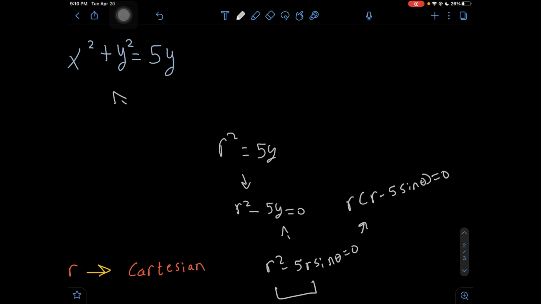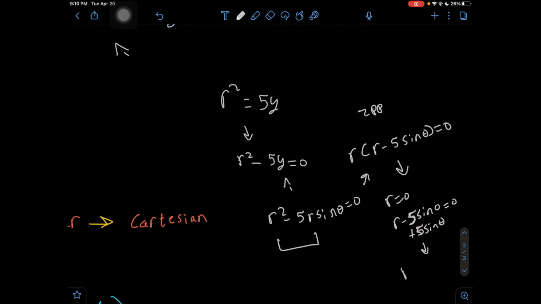Now we're going to do zero product property one more time. And we say r equals 0 and r minus 5 sine theta equals 0. Add 5 sine theta to both sides. And we're left with r equals 5 sine theta, and that is our answer for this problem.